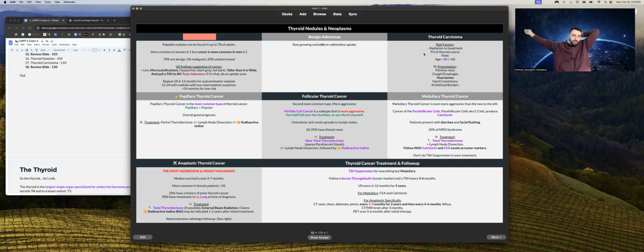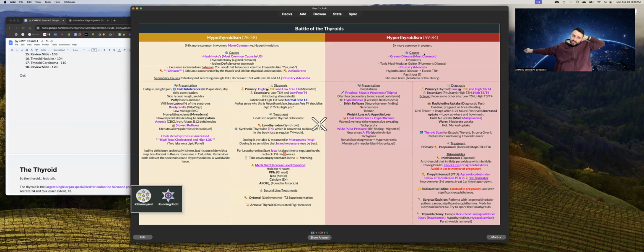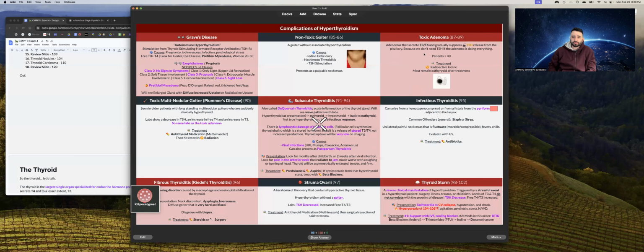Upper left, thyroid nodules, neoplasms. It's just the word thyroid nodules, right? Yeah. Taller than they are wide. For levothyroxine, start low. It takes time to reach levels, recheck 6 weeks after? Yeah. Check blank for CBC.